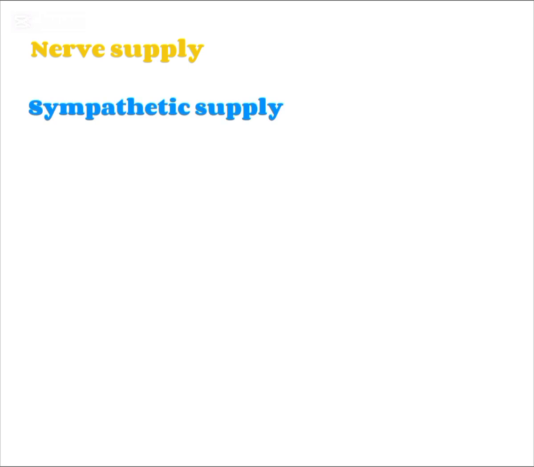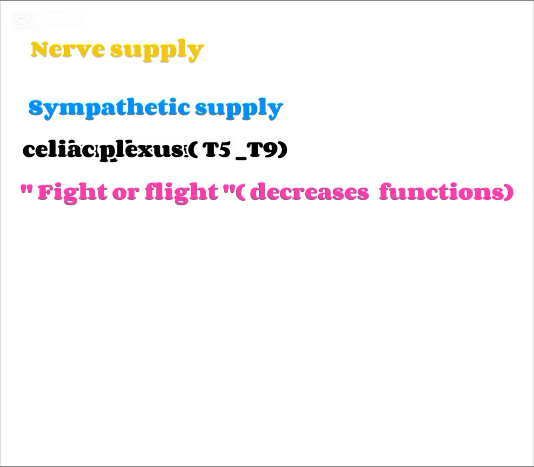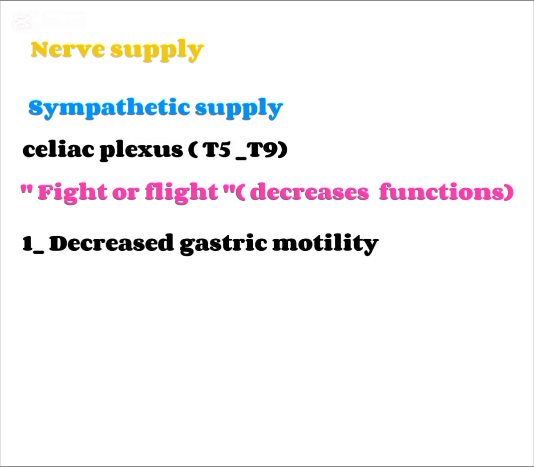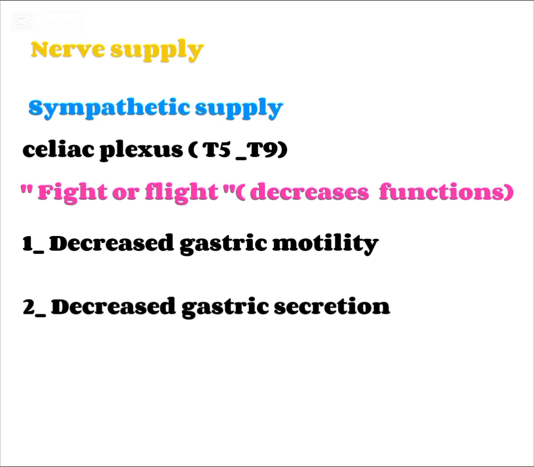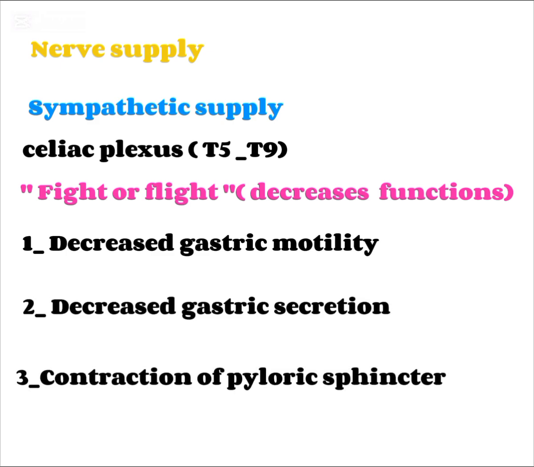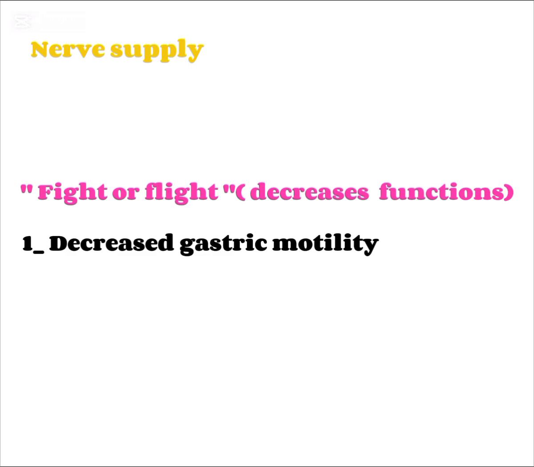Sympathetic supply arises from the celiac plexus. In the fight or flight condition, sympathetic stimulation leads to decreased gastric motility, decreased gastric secretions, and contraction of the pyloric sphincter. And these all mechanisms ultimately affect the digestive functions.